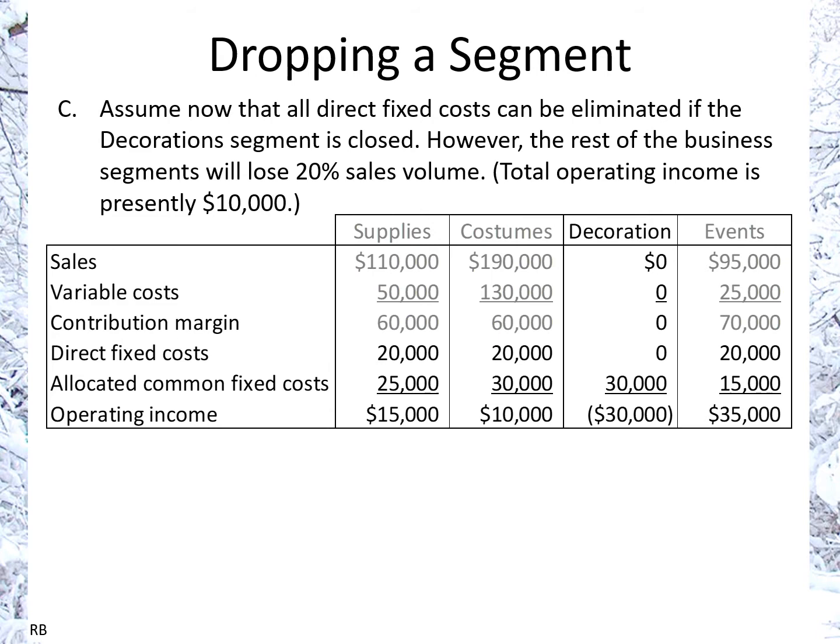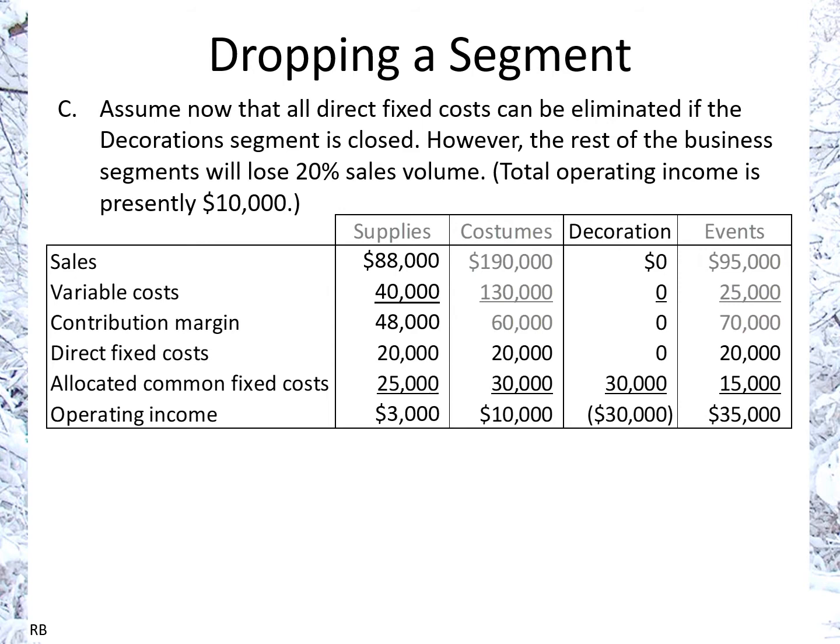Okay, we're going to focus. We have here in the decorations part the same change, so we're at minus 30 instead of the minus 50, and I've just grayed out the sales, variable cost and contribution margins, because the direct fixed cost and the allocated common fixed cost will not change for any of the segments now. But now we're going to look at a 20% loss in the sales, variable cost and therefore contribution margin for the supplies, the costumes, and the events segments. So here, that's 20% less on the supplies. That gives us now an operating income of 3,000.